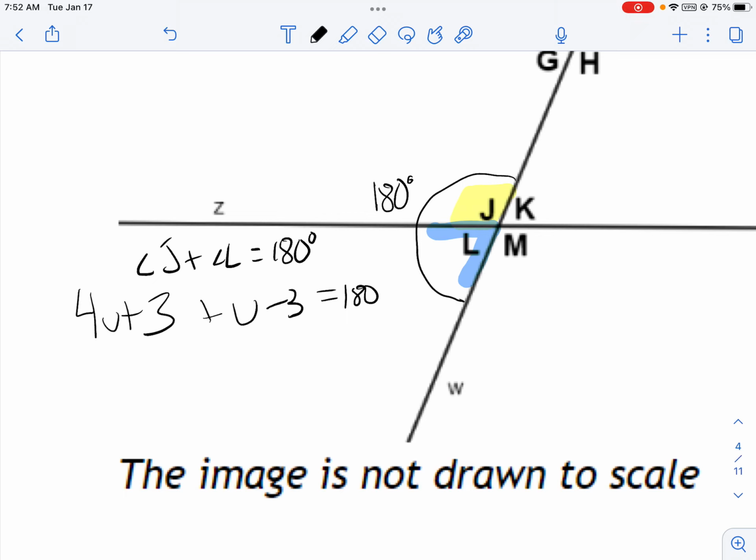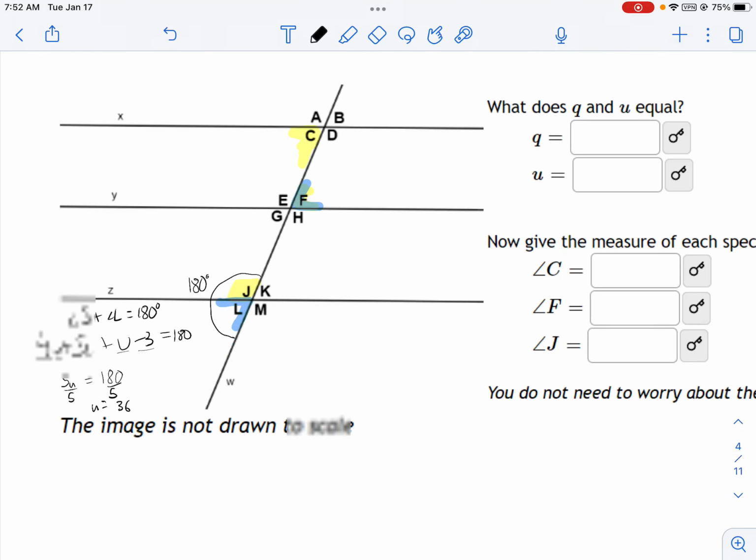Solve your equation. Combine like terms. 4U plus U is 5U. Plus 3 minus 3 just cancels each other out. So 5U equals 180. Then you undo the multiplication with division, so divide by 5 on both sides, and we get U equals 36. That's it. Done. You solved for U.